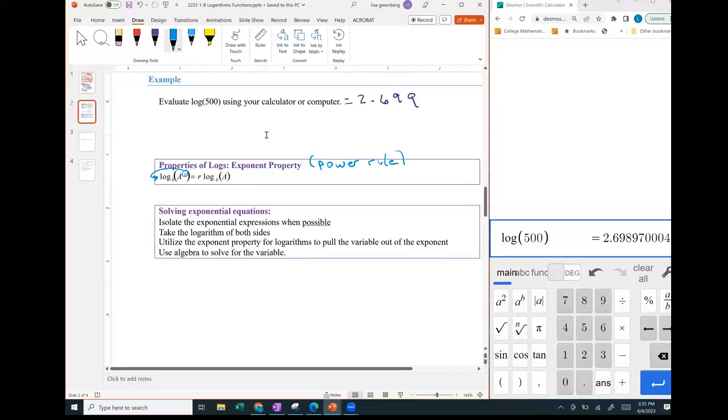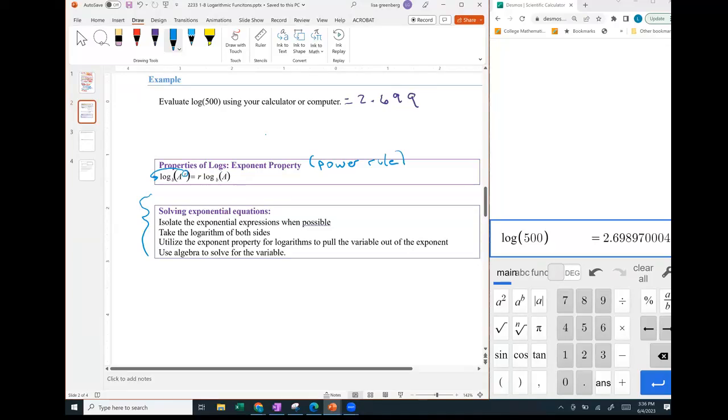That's the only time you can use it. So whenever we want to solve exponential equations, we'll do them in this order. We're going to isolate the exponential expression when possible. That means take the b to the x, whatever that is, and just like if I wanted to solve for x, I get everything away from the x. Here, I'm getting everything away from b to the x.